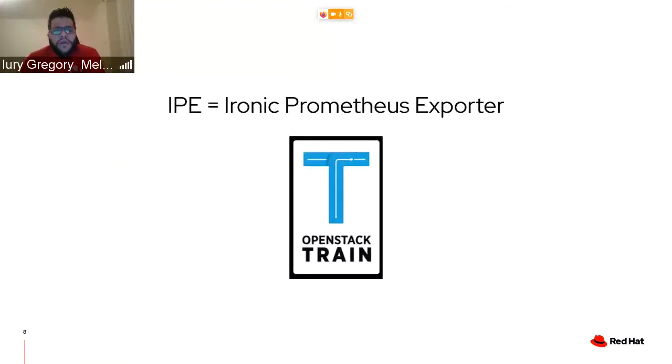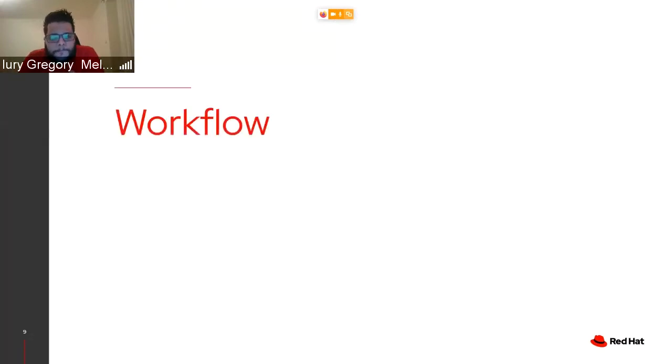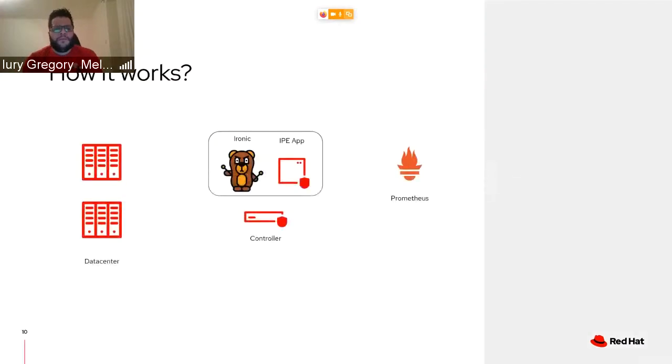IPA is the Ironic Prometheus Exporter. It was introduced during the OpenStack Train release. So how does it work? How magically can we just get the data and have it available on Prometheus? What is the whole workflow that we expect to be happening?